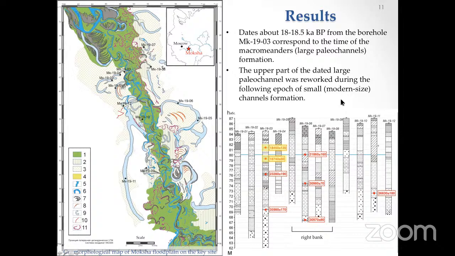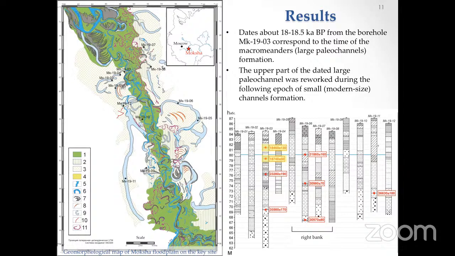Unfortunately, in this first part of our study, we have not dated small paleochannels, because the thickness of their deposits is a few meters, and we expected them to be thicker. Unfortunately, we didn't date it.